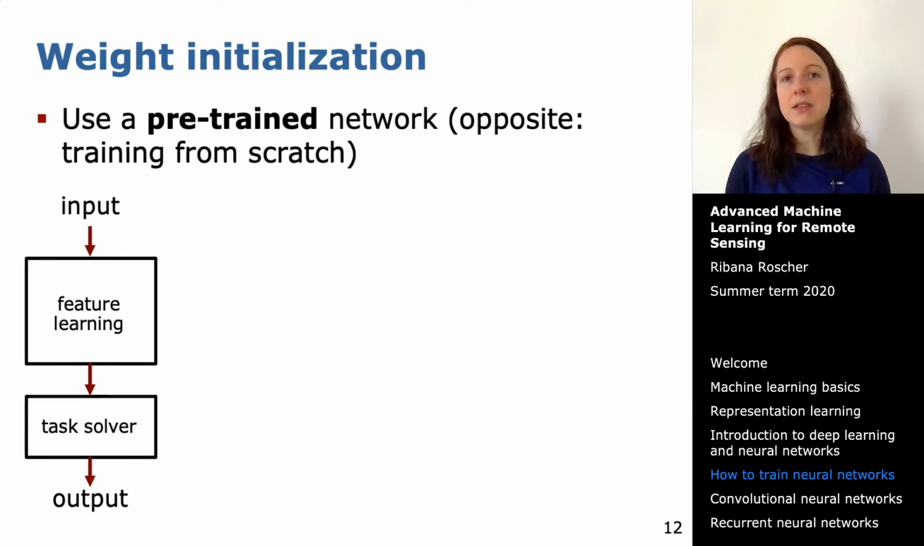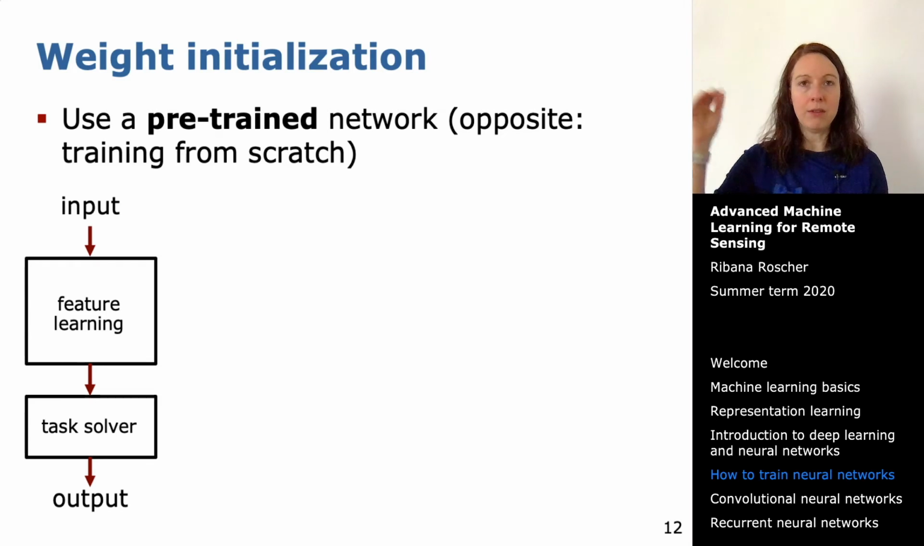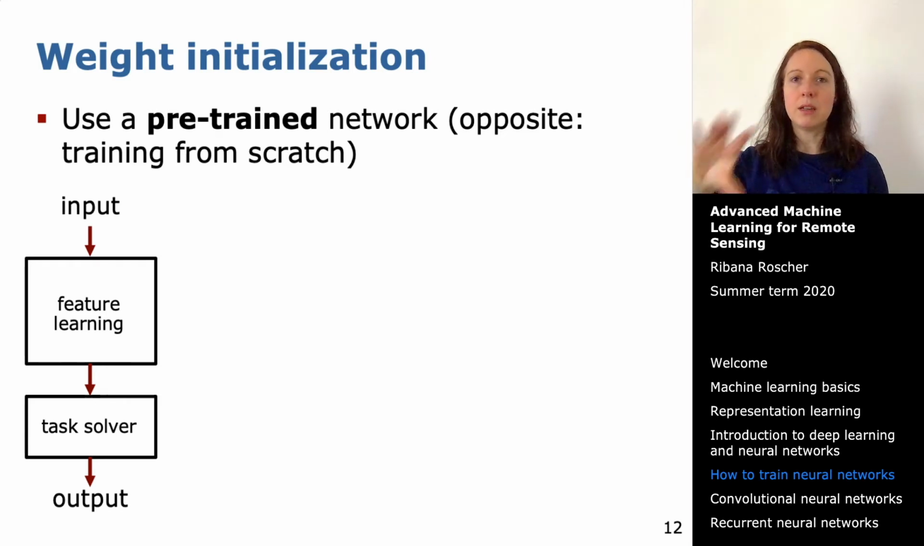What you can see here on the slide is a very easy scheme of such a network. So you have an input, and then you have the feature learning process. That means here are all the hidden layers where you learn a new representation of your data. Then you have the specific task solver. That means either you want to use it for regression or for classification. So you have your linear layer or your softmax or sigmoid layer, and then you have an output. And now you have different possibilities to use existing weights from other tasks.